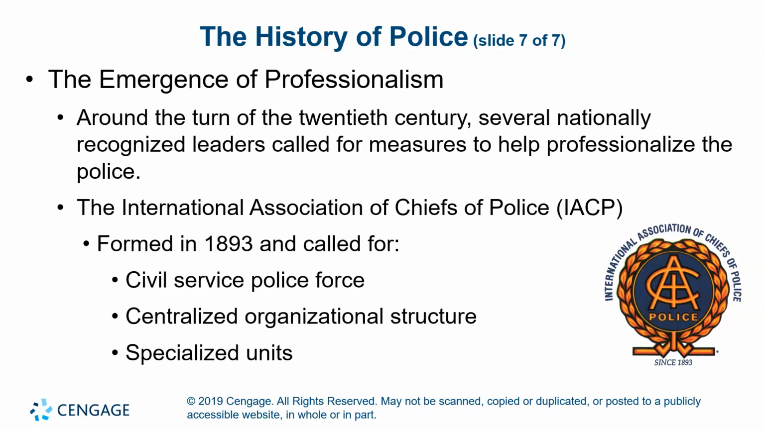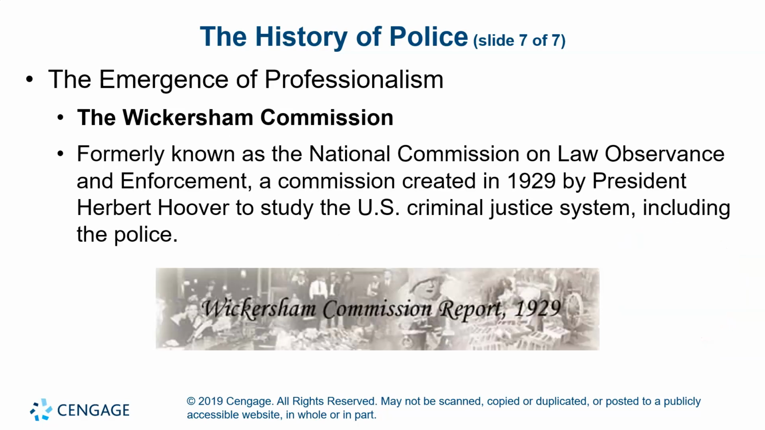The IACP called for creating a civil service police force and for removing political influence and control. It advocated for a centralized organizational structure and record keeping to curb the power of politically aligned precinct captains. And then still another professional reform the IACP helped foster would be the creation of specialized units, right? Such as delinquency control squads back then. And other things emerged.